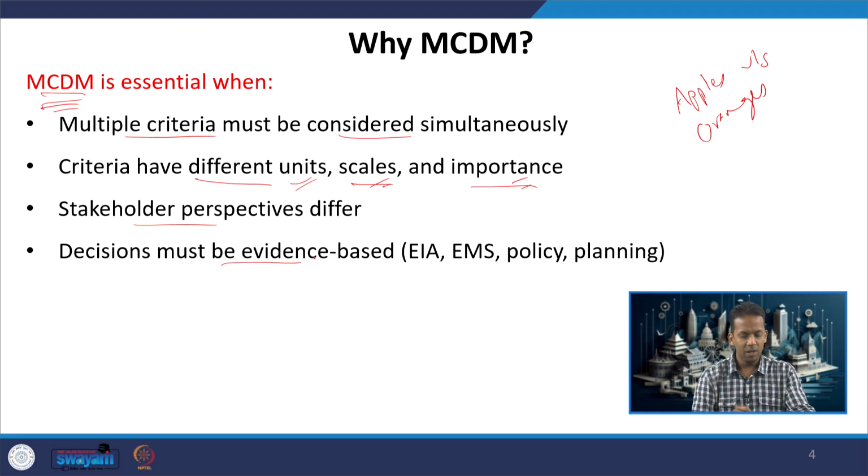And decisions must be evidence based, like EIA, environmental management system, policy, planning. So, all these tools are based on a lot of discussion, strategies and data or expert opinion. When these kinds of methods are applied, we can say the decisions that we are getting out of these methods are evidence based. They are not based on some randomly thrown numbers, but based on the preferences given by experts or based on the data collected under these different categories.